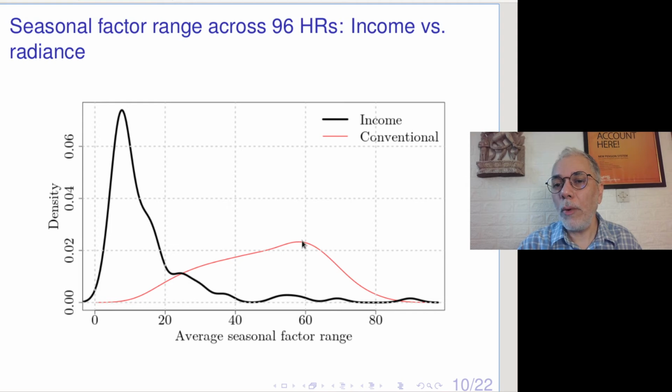But the mode with the nighttime lights data is about 55 or 60%. This is out of line. So there's a very big seasonal component. These are kernel plots across 96 homogeneous regions of India. And there is a seasonal component in the night lights data, which is just not there in the income.